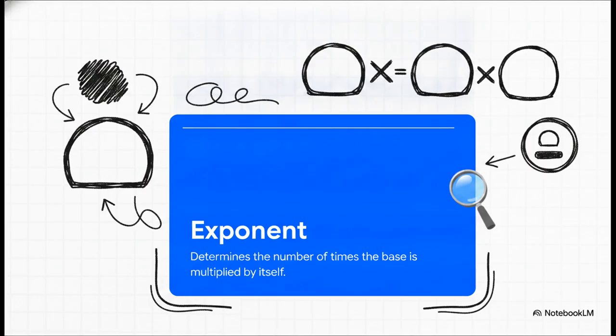Imagine you see a large 9 with a tiny 2 floating up to the right. That 9 is the base. It's doing the heavy lifting. The little 2 is the exponent, just bossing it around, instructing that 9 to multiply by itself twice. So you aren't doing 9 times 2, you are doing 9 times 9. It's just a super fast, compact way to write out repeated multiplication.